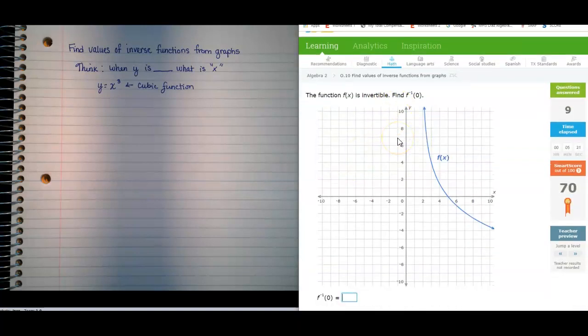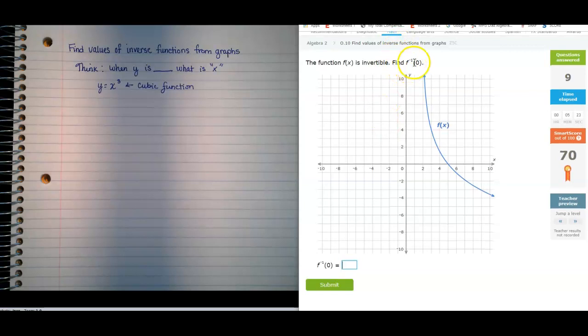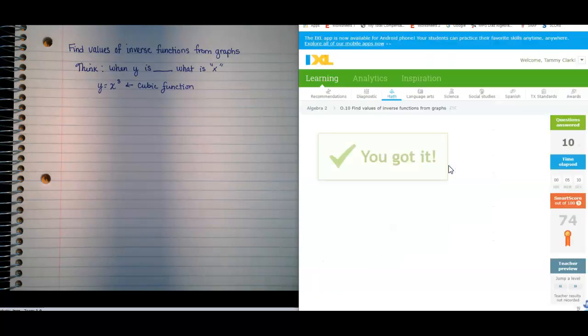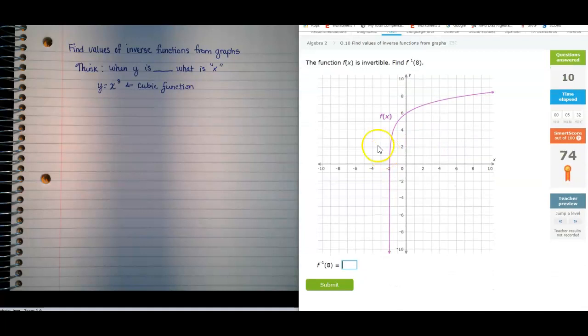The function f of x is invertible. Find the inverse when y is 0. So here y is 0, x is 5. The function f of x is invertible. Find the inverse when y is 8. So we're going to go up to 8 on the y-axis and go over until we find the function hits at 8, and x is 7.